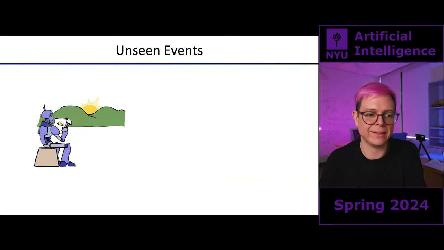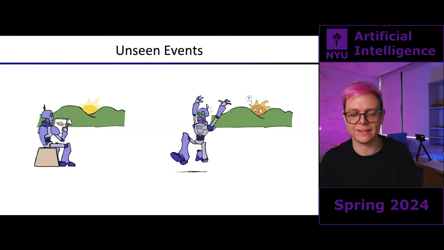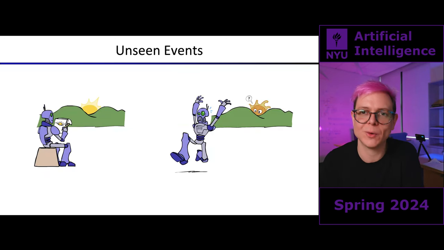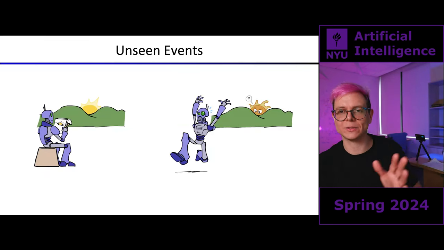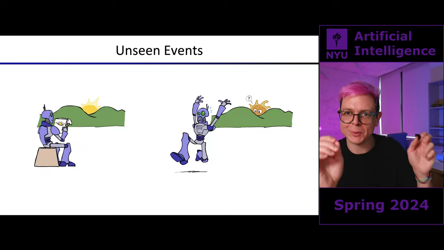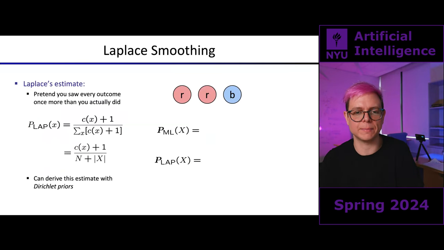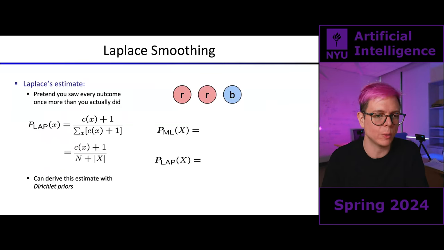So unseen events. If we say that the sun rises every day with 100% probability, one day the sun doesn't rise, then everything just breaks. Okay, so we cannot really assign ones or zeros. We have to be almost one, almost zero. Let's get back to this, giving a little bit of probability to everyone.